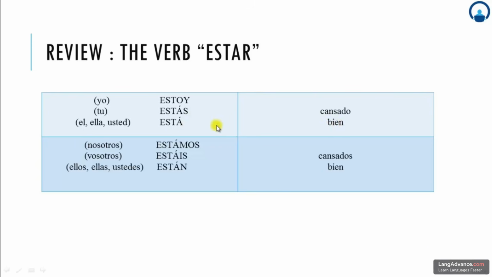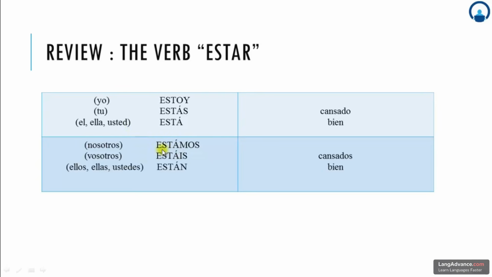Está bien is fine. Now, here, if the person is not able to understand what está is referring to, you can write the subject pronoun before está. So, él está bien. So, he is fine. Ella está bien. That means she is fine. And usted está bien means you are fine. Usted means you, said in a respectful approach.